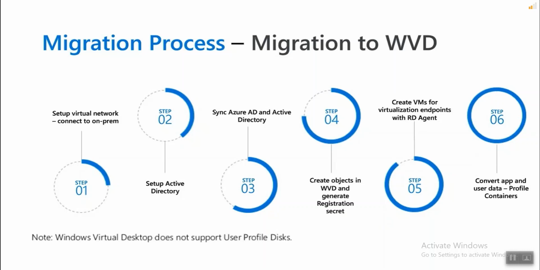The other way of doing it is that you continue using user profile disks on your RDS environments on-prem, and then when you move to Azure, you convert the user profile disks to profile containers and just have them running on Azure alone. But either way, I want to ensure that you understand that Windows Virtual Desktop does not support user profile disks, and hence if you want to have any kind of roaming profile, you will definitely need to convert your user profile disks to profile containers if you're going to be migrating to Windows Virtual Desktop.